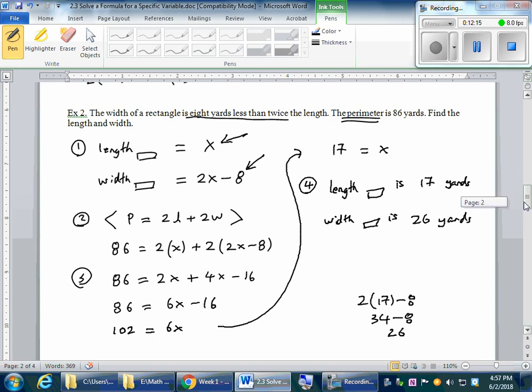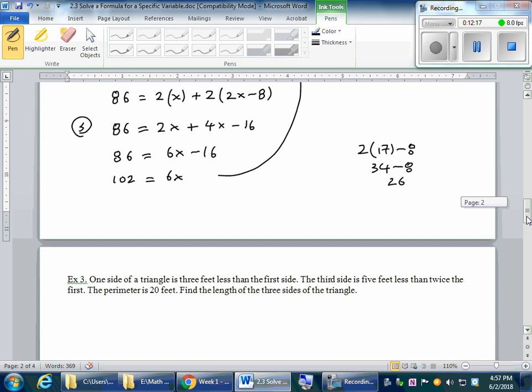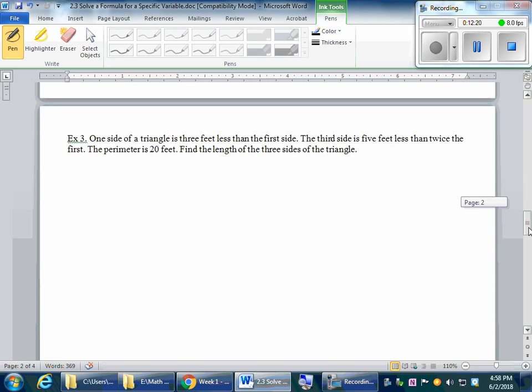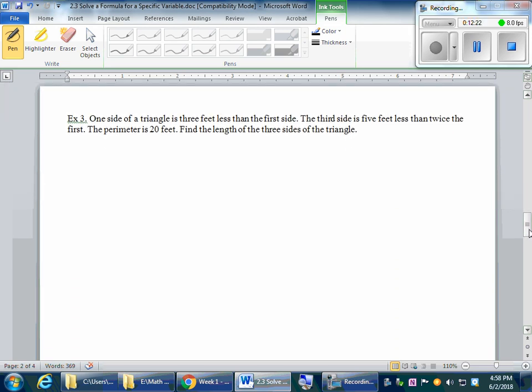Moving on to the next question. Example 3. One side of a triangle is 3 feet less than the first side. The third side is 5 feet less than twice the first. The perimeter is 20 feet. Find the length of the 3 sides of the triangle.